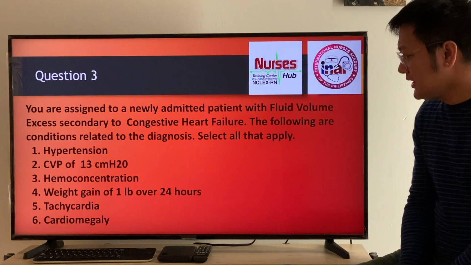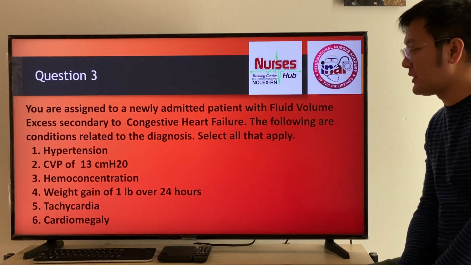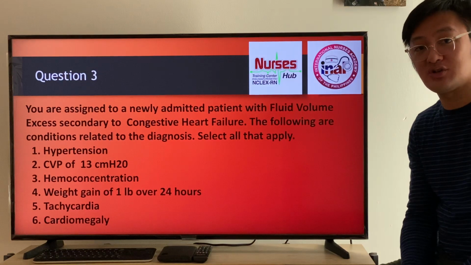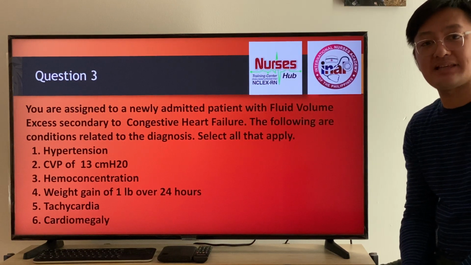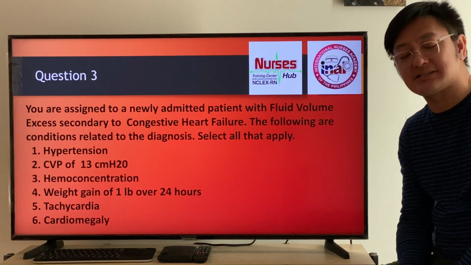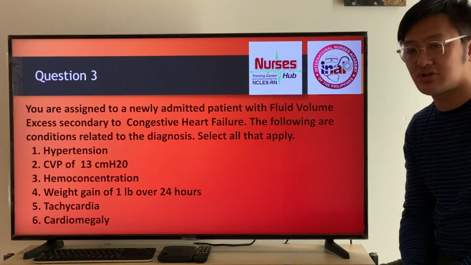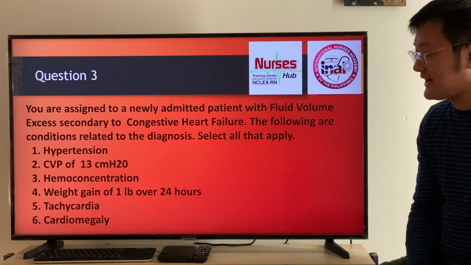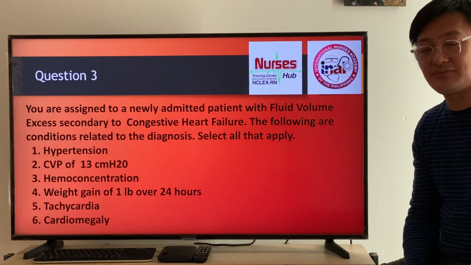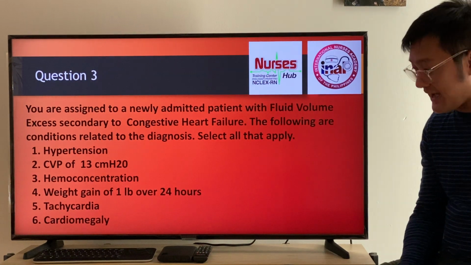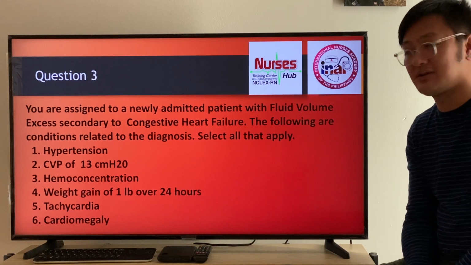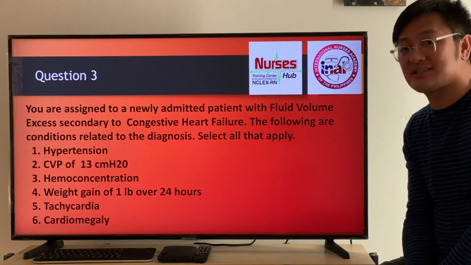Okay? So the patient is having fluid volume excess. In short, there is what they call congestion. So what is fluid volume excess? Fluid volume excess refers to an increase in your extravascular fluid. Okay, increase in your extravascular fluid. So you try to analyze if there's increased fluid volume, will there be hypertension? Yes, there will be hypertension. Okay, CVP of 13 centimeters water.